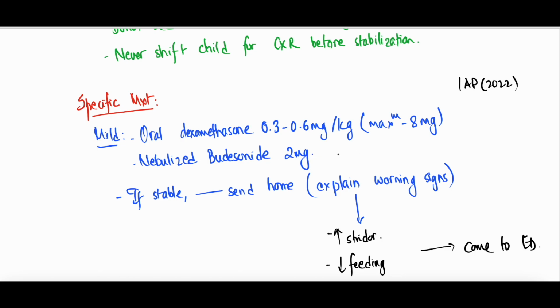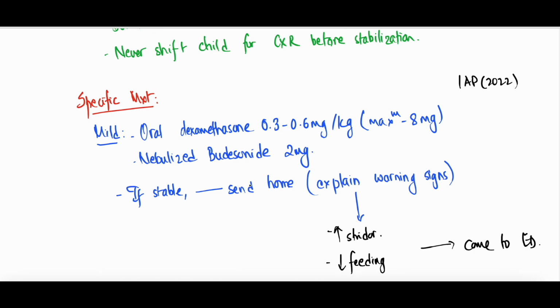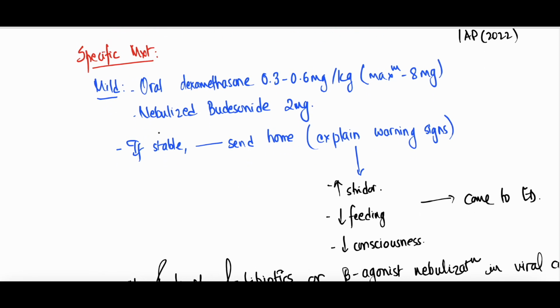1 mg BD becomes 2 mg. So that's how we usually manage mild croup. If the child is stable, we keep the child in the emergency department for 4 to 6 hours. The child has no distress. We can send the child home and explain the warning signs.